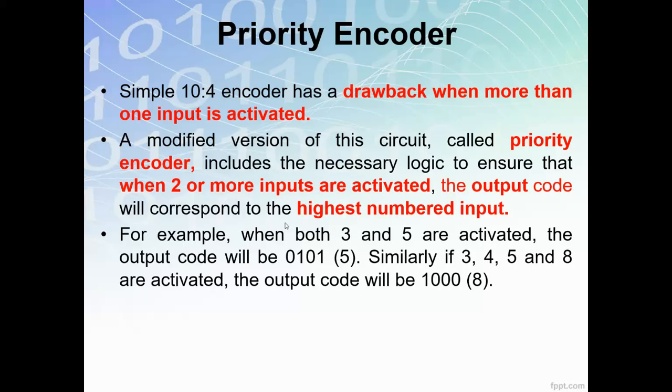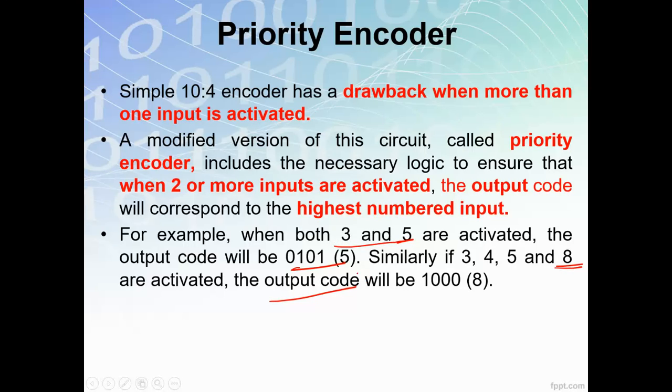For example, if you press 3 and 5 are activated, the output will take the highest one. Between 3 and 5, it will choose 5. Similarly, if you press 3, 4, 5 and 8 are activated, it will choose 8 as the output for your code. This usually happens when we activate two or more inputs, so that's why you use a parity encoder. A parity encoder will choose the highest number input to become the output.